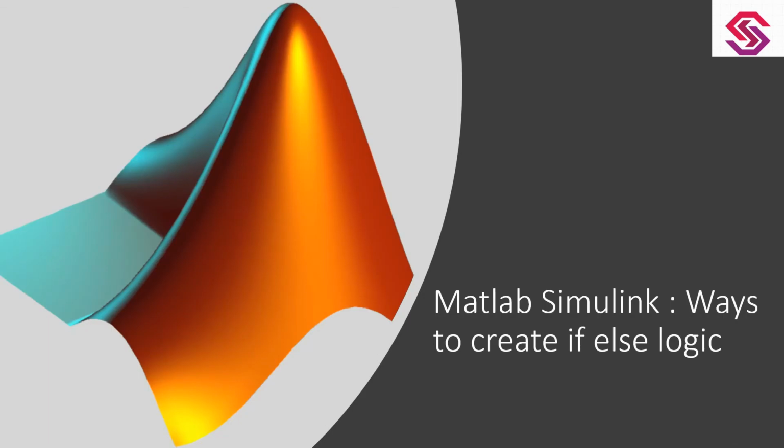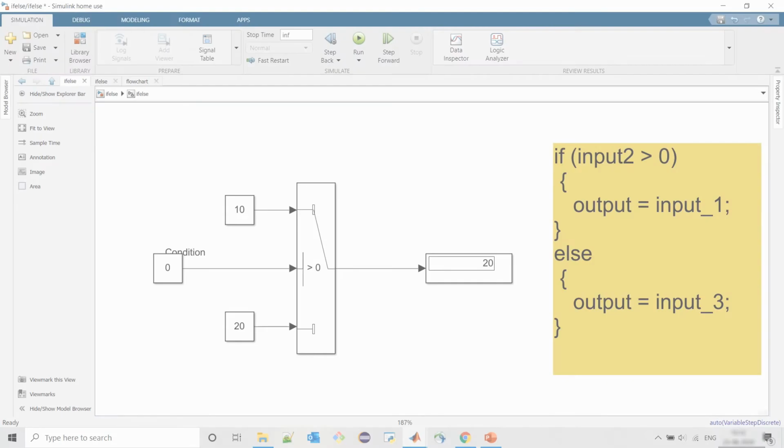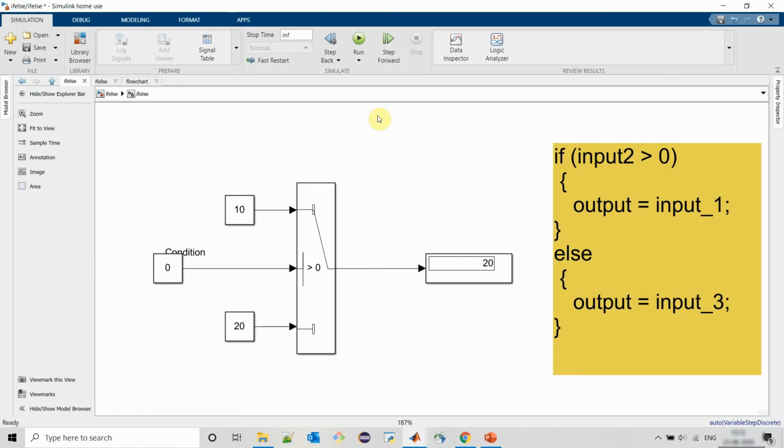Today's topic is ways to create if-else logic. We'll start with very simple if-else logic. So when input 2 is greater than 0, at that time input 1 is passed as an output, and otherwise input 3 is passed as output.